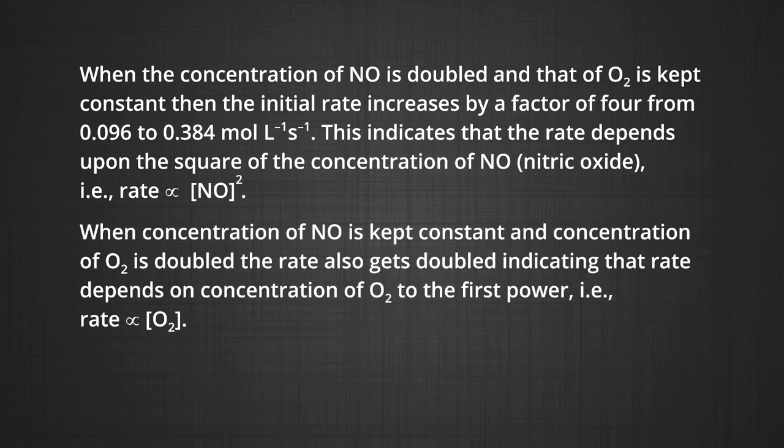When the concentration of nitric oxide is kept constant and the concentration of oxygen is doubled, the rate also gets doubled, indicating that the rate depends on the concentration of oxygen to the first power. That is, rate is directly proportional to the molar concentration of oxygen. The square brackets represent the concentration.